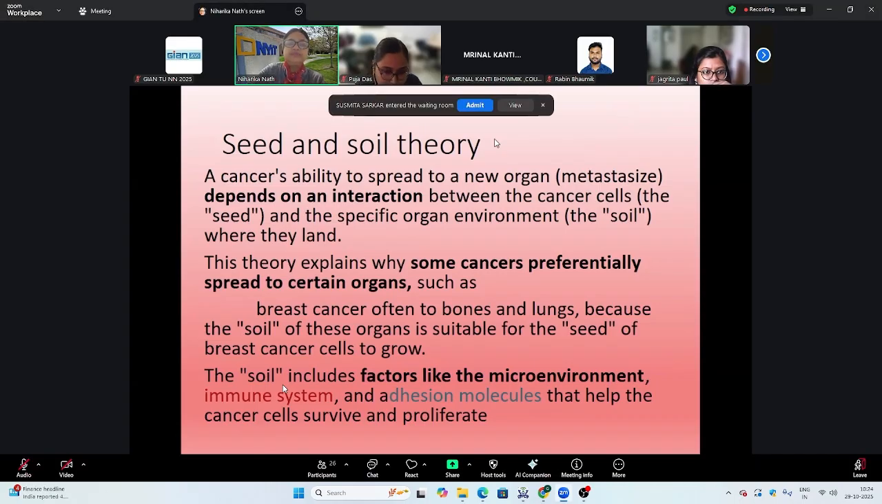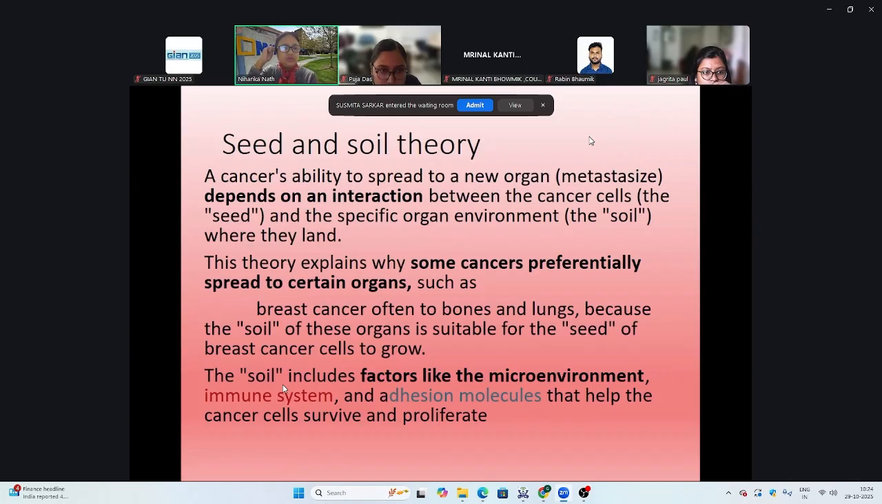So, seed and soil theory. All these interactions, that's a nice word, all of these interactions need to take place. And that was the reason why, even though the cancer sends out these substances, some of the locations, some of the organs, location means organs, have a preference. So there's a preference for certain cancers.